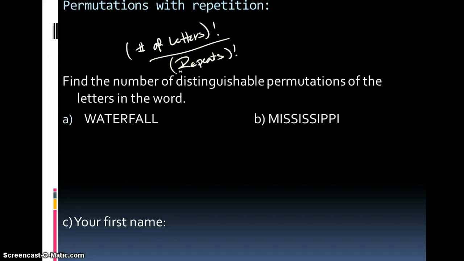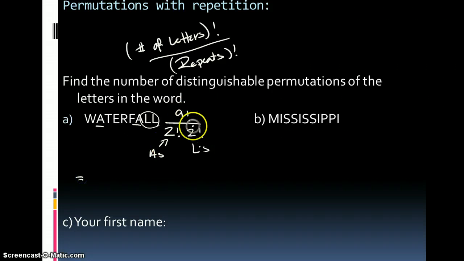Factorialized. So let's look at the number of letters. We have waterfall. 1, 2, 3, 4, 5, 6, 7, 8, 9 factorial. Divided by repeats. So what letters are repeated? Well, there's only one W, but there's 2 A's, so 2 factorial. And then there are also 2 L's, so 2 factorial. So this is for my A's, and this is for my L's.